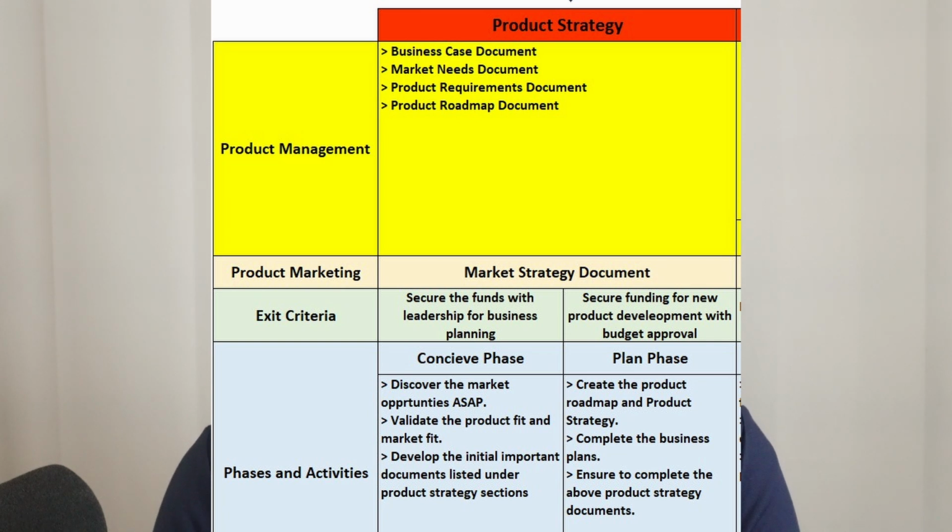On the strategy side, it happens during the conceive and plan phases of the product. It includes creating key documents like the business case, market needs document, product needs document, product roadmap, and marketing strategies. In real-world experience, the goal is to answer important questions like: is there a real customer need for this product? What is the market size if we were to launch this product? What competitors exist?